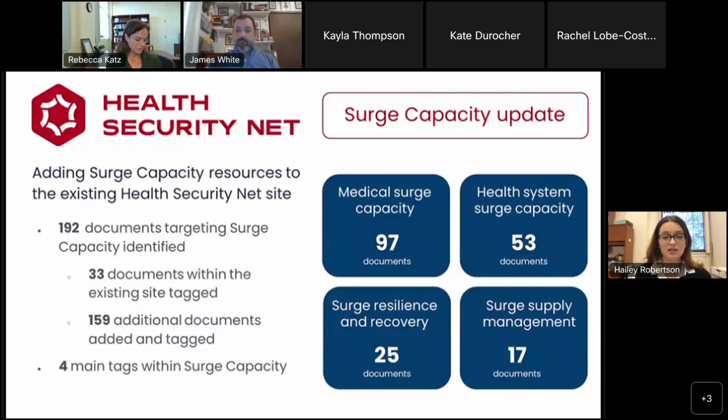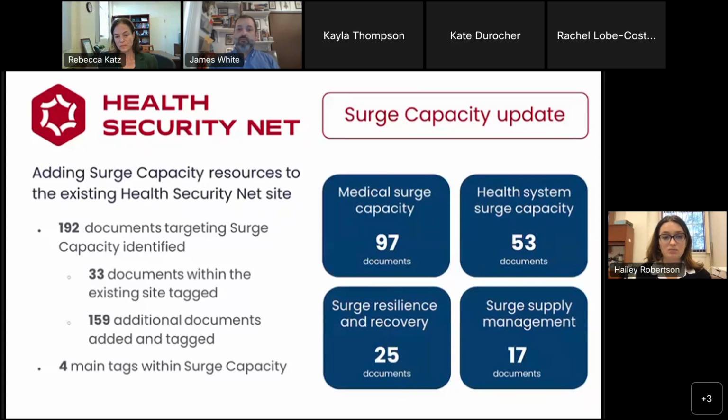When we first began this update, we started by searching our existing library for documents with surge-related keywords in the description or in the title, and ultimately found 33 documents that were already captured about these topics in our library. As part of that update, we also expanded our search and made the surge capacity documents a routine part of our collection and capture, finding over 159 additional documents that we've added and tagged for a total of 192 documents that now can inform surge capacity and resilience, in addition to the over 2,300 total resources on the site.